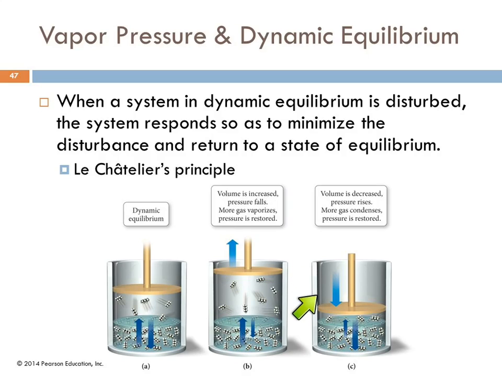If we compress it, then we're going to increase the rate of condensation because there's more pressure of gas. There are more gas particles in a smaller area to condense, and then that will cause the pressure to go down. So if you increase the pressure, the equilibrium changes to lower the pressure. If you lower the pressure, the equilibrium shifts to increase the pressure. It's trying to stay the same.